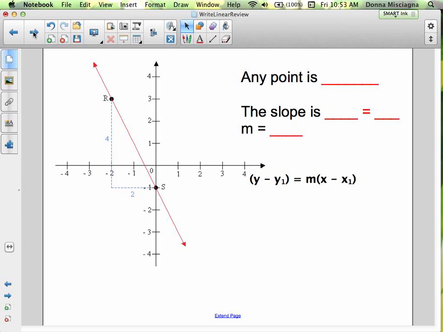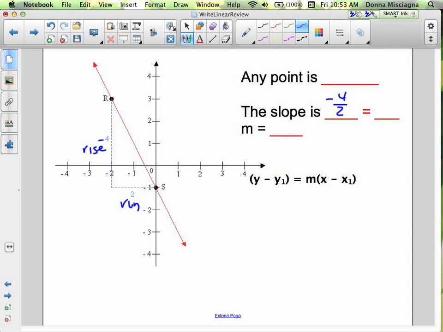So this was a graph we saw before. If you remember, our slope here was negative 4 for our rise, and then our run was 2. So negative 4 divided by 2, or negative 2, is our slope. We can use any point at all. I could use this point here, (0, negative 1), the y-intercept. I can't use the x-intercept because I'm not exactly sure what it is. It might be a half, but I can't tell unless I solve for it, which I don't need to do.